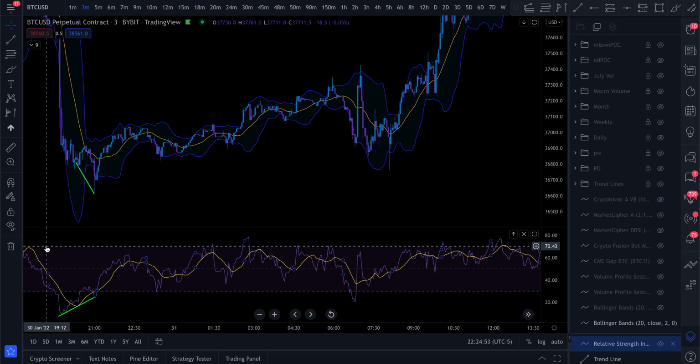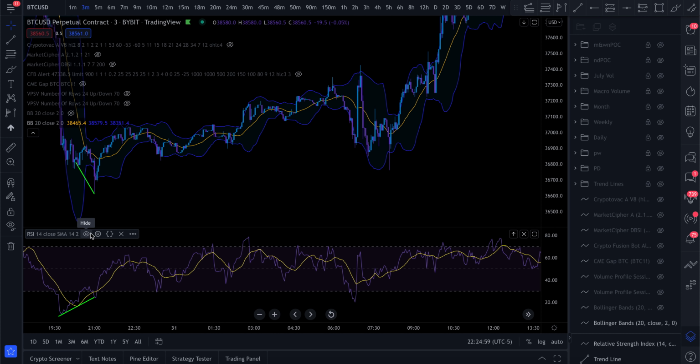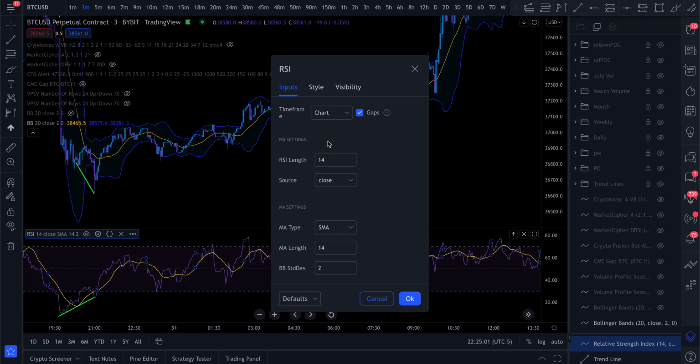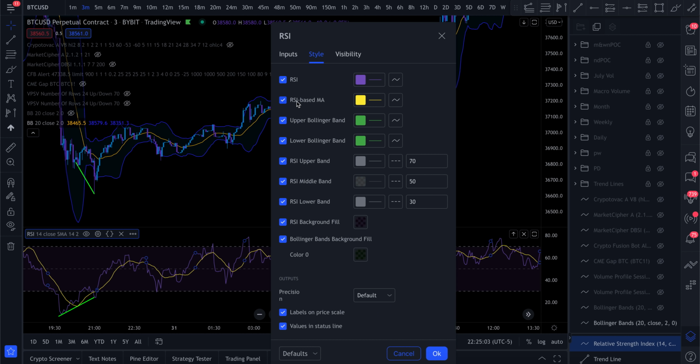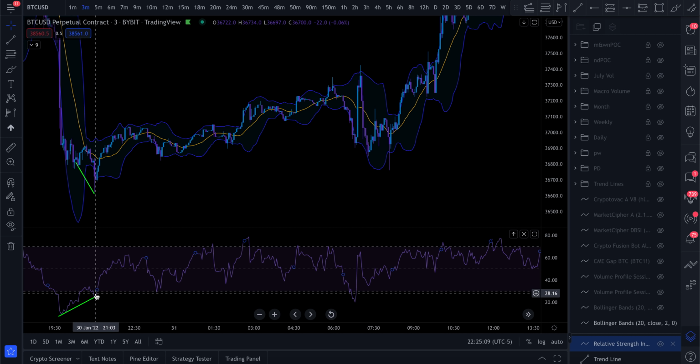Now the RSI, we're going to be focusing mostly on this purple line. We're not going to be focusing on the orange line, okay? We're going to be focusing on this purple line. So I can even turn off the yellow line in general, the RSI based moving average, turn that thing off. And we are just going to be looking for these two signals.